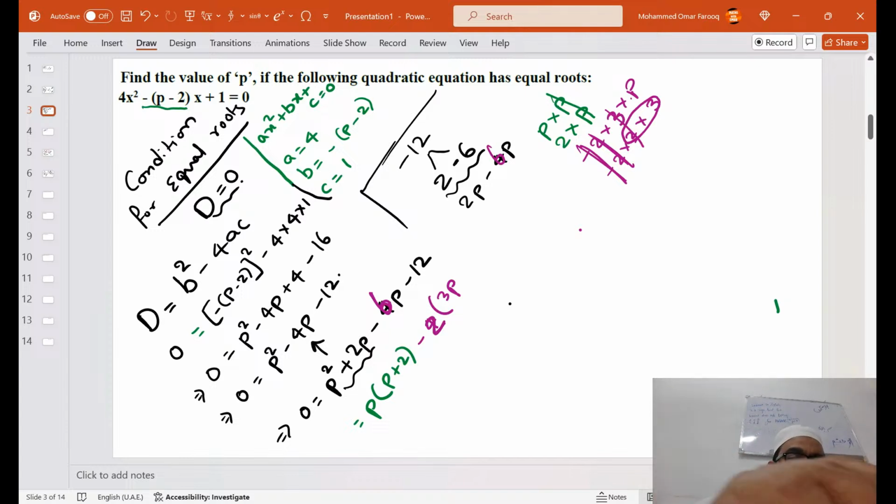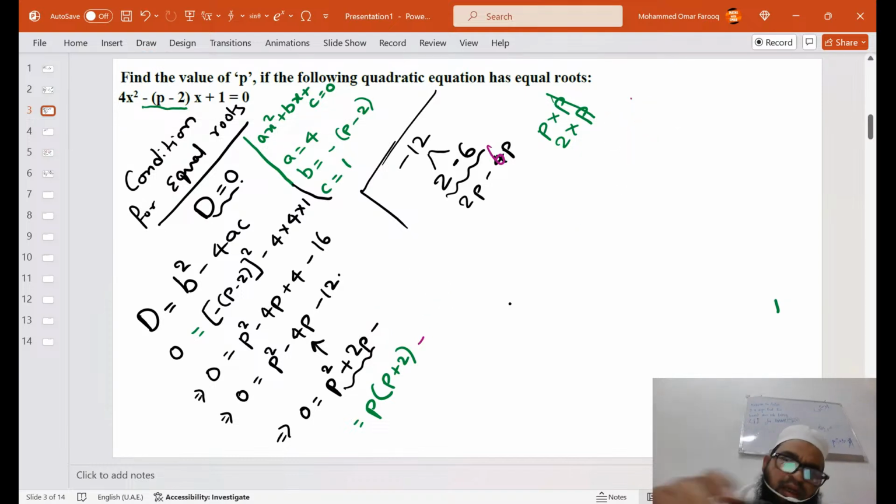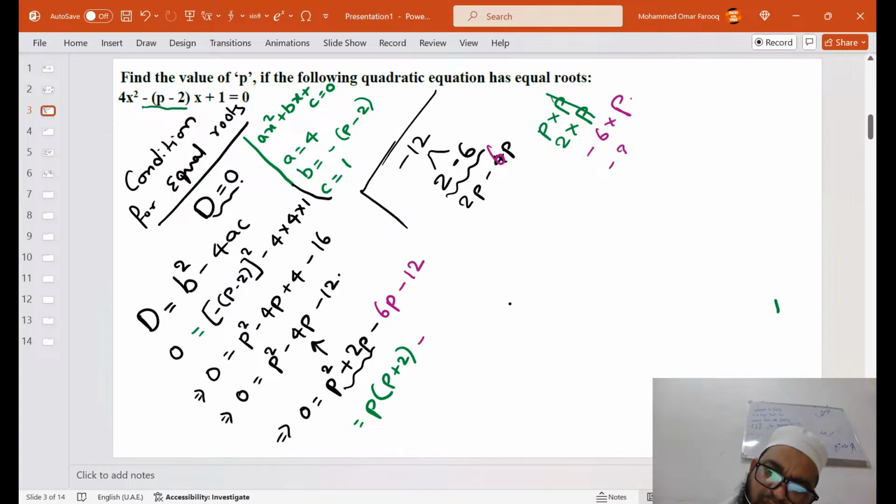Wait, I'll do it now. See, it can be written as minus 2p and minus 6p. Minus 6p minus 12, right? What is common in minus 6p? Minus 6 into p. And minus 12 can be written as minus 2 into 6. Now tell me what is common? Minus and 6. So when I take minus 6 common, it will be p plus 2.